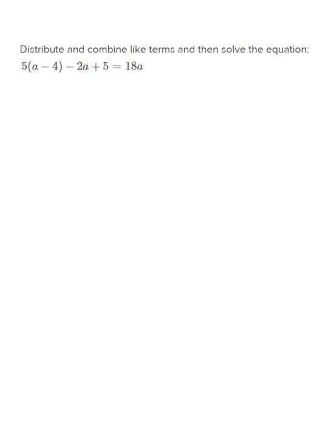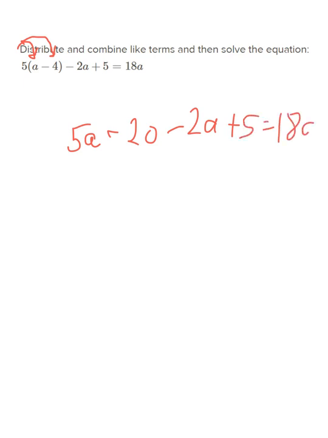So we have 5 times a, which is just 5a. And we have 5 times 4, which is 20. Sometimes I like to draw arrows that look like this. That helps me distribute. And then minus 2a plus 5 equals 18a.